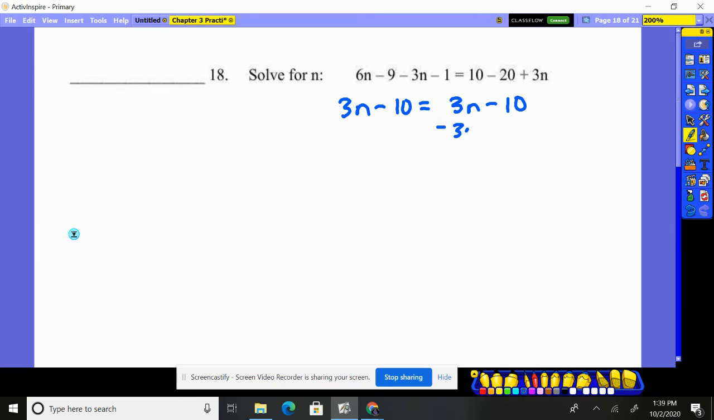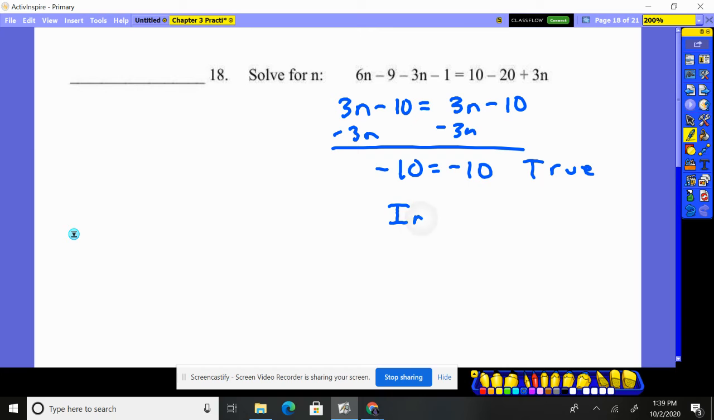But if I were solving it, my n's disappear, my variables do, and I get a true statement. Whenever we get something that's true, we know negative 10 will always equal negative 10. It'll always be true, which means there's an infinite number of solutions. No matter what we plug in, it's going to work. So we write on this one, infinite number of solutions.